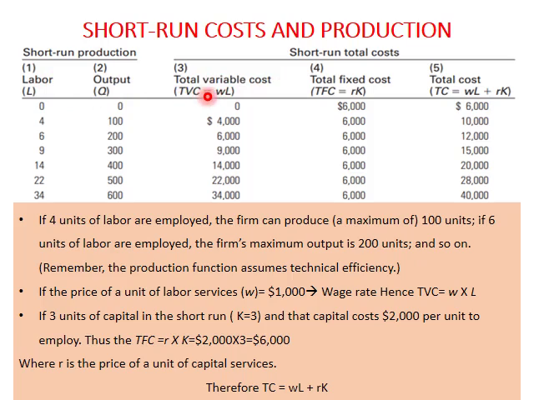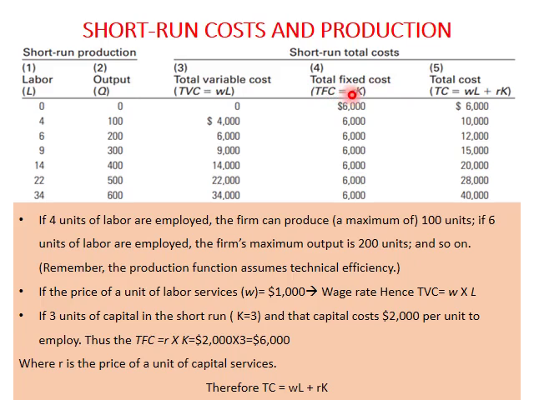So here, the total variable cost equals wage times labor, W times L. Wage means the rate or the salary for each individual, and L represents the number of laborers. This is the total variable cost because it increases as the input increases. As the input of labor increases, the total variable cost also increases.